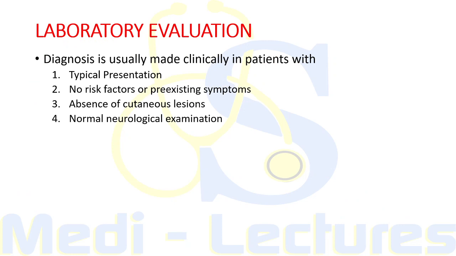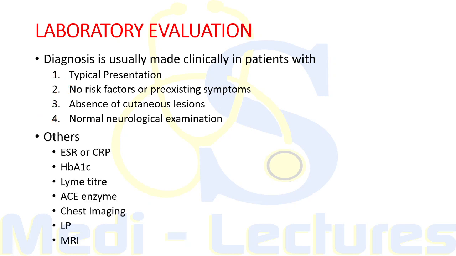Now, when we consider the lab evaluation, diagnosis of Bell's palsy is usually made clinically only in patients who have a typical presentation of this disorder. There are no risk factors or pre-existing symptoms of other causes of facial paralysis, which we have already discussed in the differential diagnosis. There is absence of cutaneous lesions of herpes zoster in the EAC, that is, we exclude Ramsay-Hunt syndrome, and the neurological examination is absolutely normal except for the facial nerve.